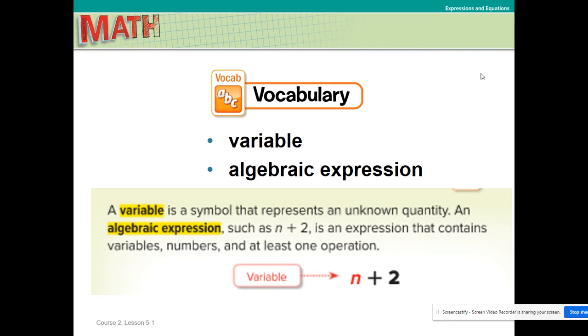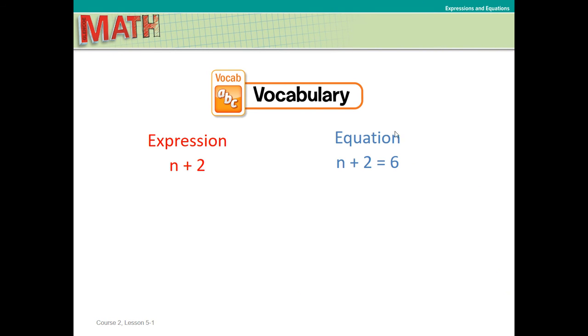A variable is a symbol that represents an unknown quantity. Most of the time we use letters. He said that on the video. An algebraic expression such as n plus 2 is an expression that contains variables, numbers, and at least one operation. In this case, the operation would be addition. Sometimes it's multiplication, division, or subtraction. So again, this would be a chance to pause, write down a note, know what a variable is, know what an algebraic expression is.